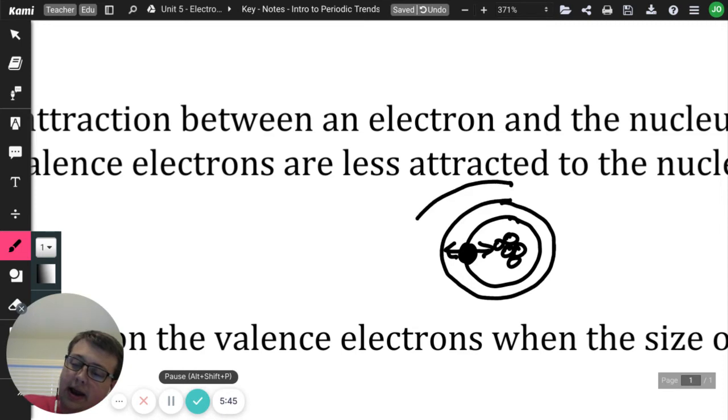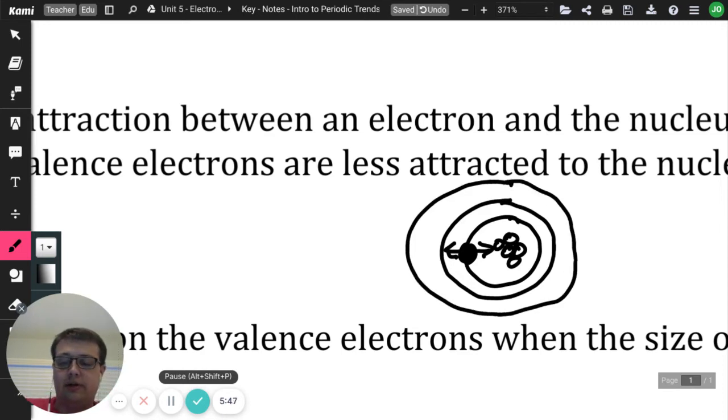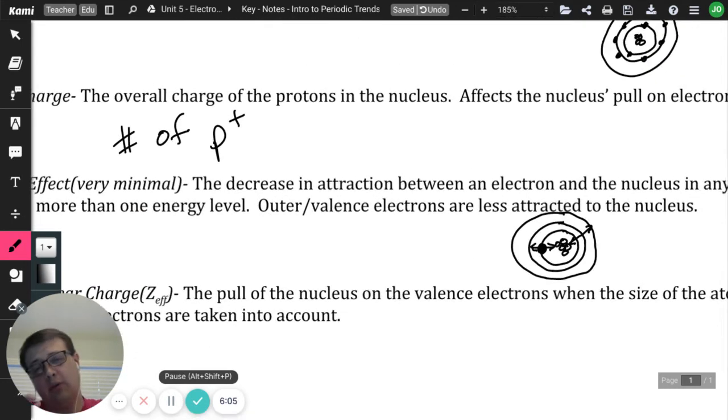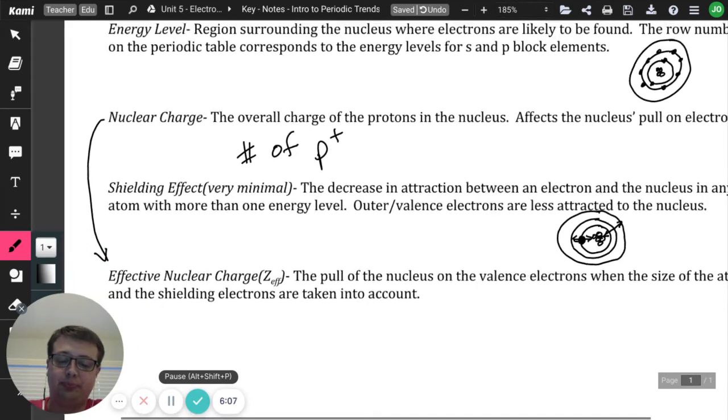Now, if I add a third energy level, what's going to happen? Well, now the pull is blocked by our first, our second, before it actually gets to that third energy level. And so shielding effect does have some effect on the pull from the nucleus on our electrons, but it is a very, very small amount, okay?